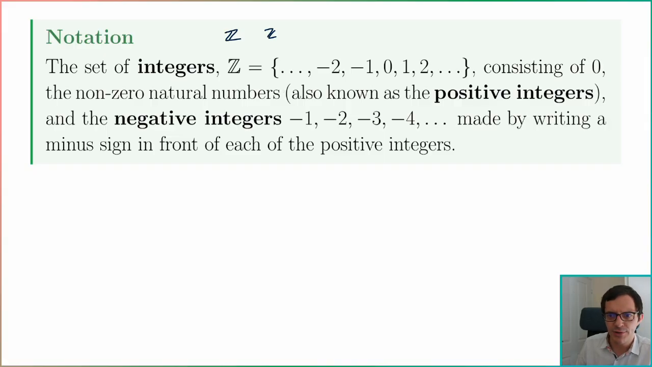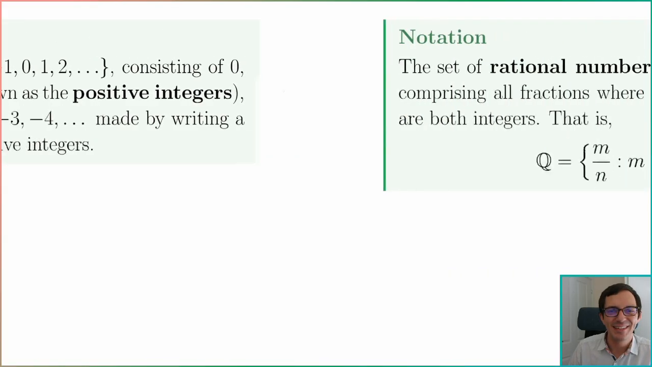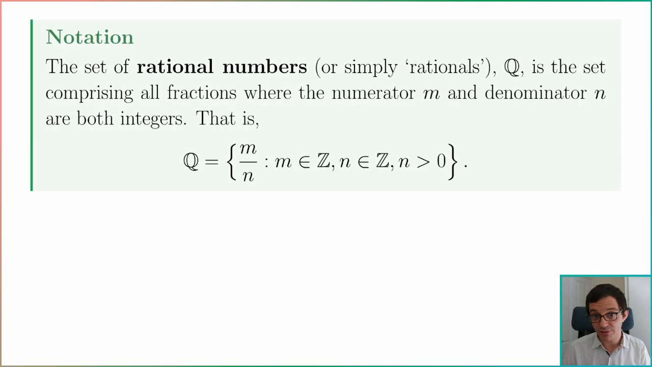So I'm going to show you these and show you the symbol for these, which is a blackboard Z, just like the blackboard N that we met for the natural numbers. And it includes negative numbers. Okay, still 0. I also want to show you the rational numbers, sometimes called rationals.